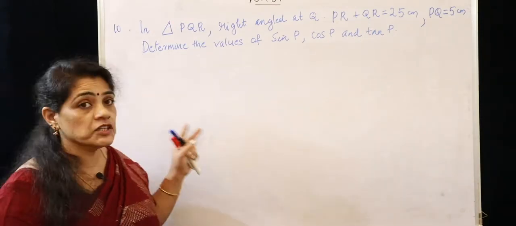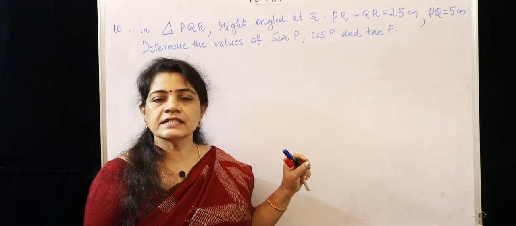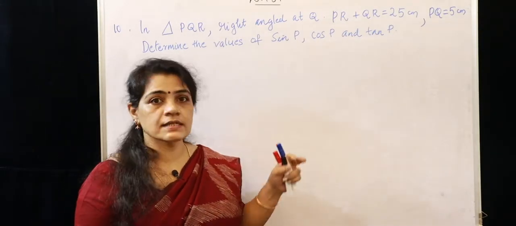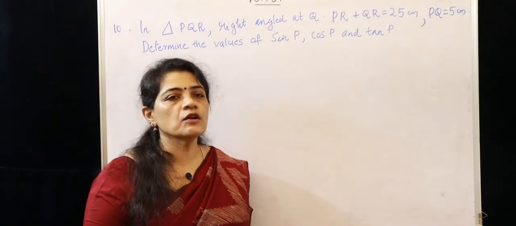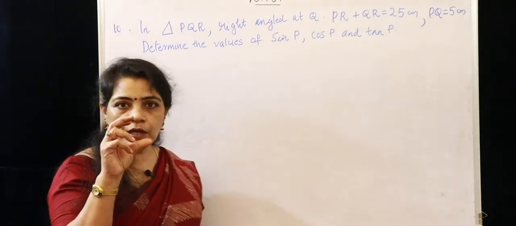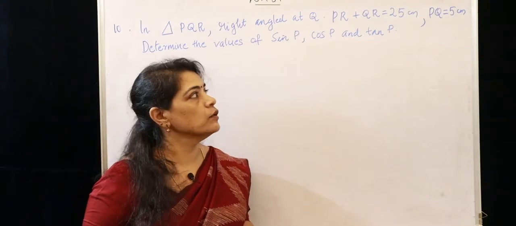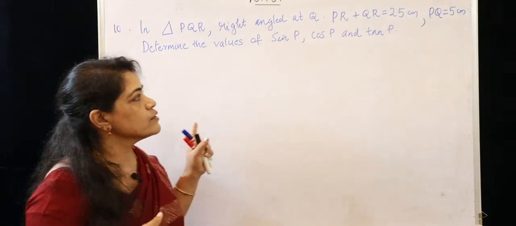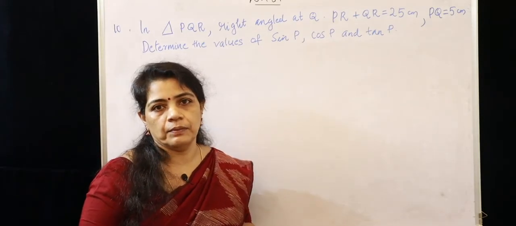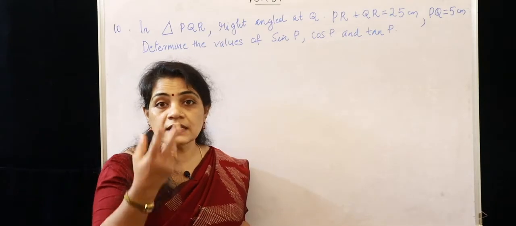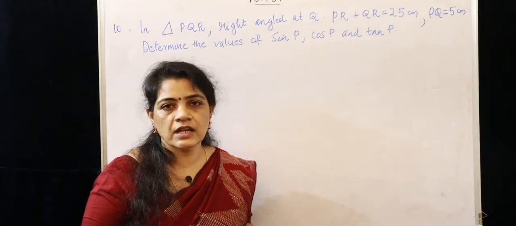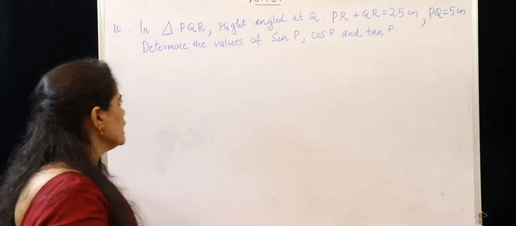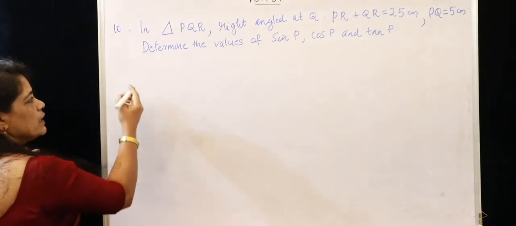Here we have a right triangle PQR, right angled at Q. And PR plus QR, the sum of two sides, is equal to 25 centimeter, and PQ, that single side, is equal to 5 centimeter. And we have to find out the values of sin P, cos P and tan P. Since it is given that triangle PQR is right angled at Q, we can first draw a right triangle PQR.